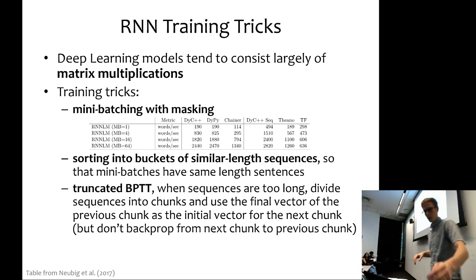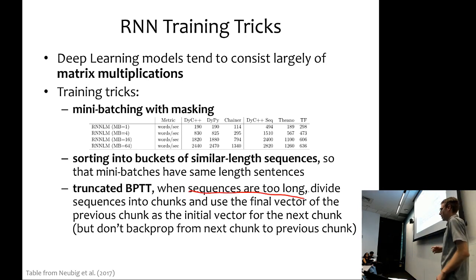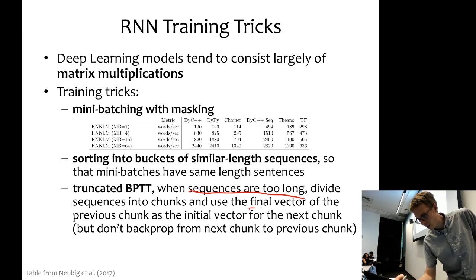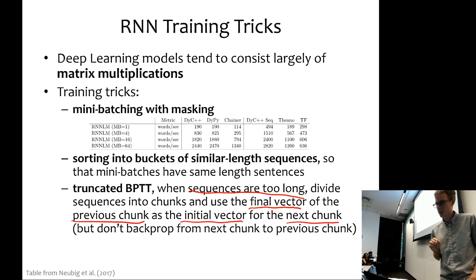This applies when you have really long sequences. You could imagine if you were trying to process Wikipedia articles where sometimes the article was actually too large to fit in your GPU memory. In this case, a common trick is to divide your sequences into chunks. And then you can use the final vector of your previous chunk as the initial vector for the next chunk.